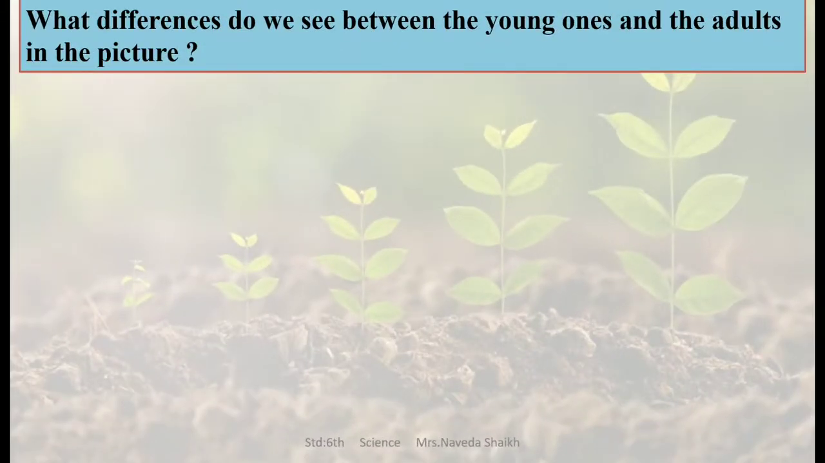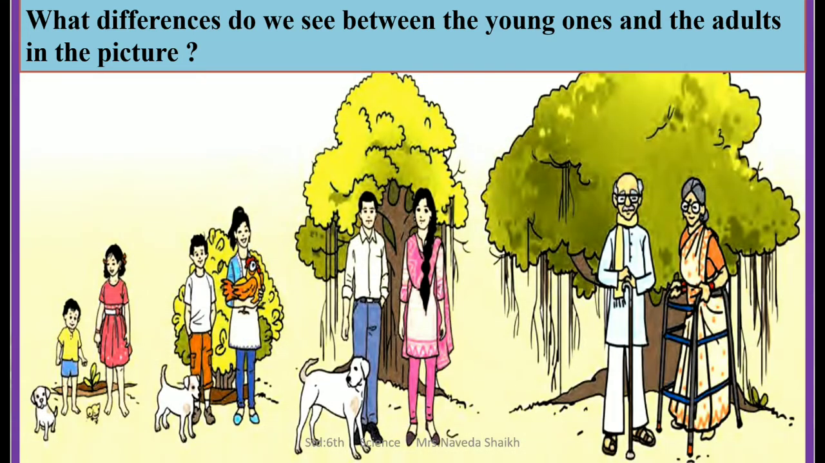We will understand with the help of an activity. You have to see here in this image and you have to see the difference between each of them. In the first picture, you see that there is a young boy, child, and a young girl. They have a puppy, they have a small hen chick with them, and there is a small plant also there that is called a sapling.